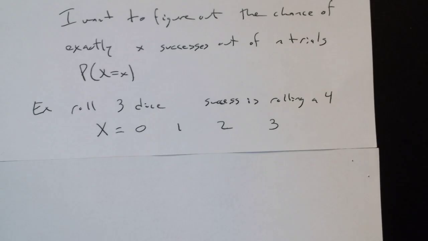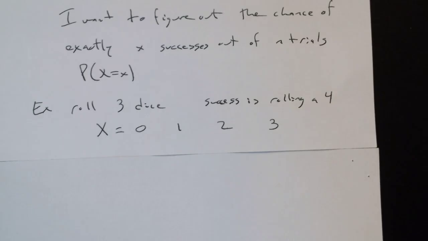I want 2 out of 3 to be 4s. How many ways can I select 2 dice out of 3 dice? That's counting for me. That was Wednesday, week before last, before break. It's counting for me. I've got 3 items. I want 2 of them. And I don't care about the order.